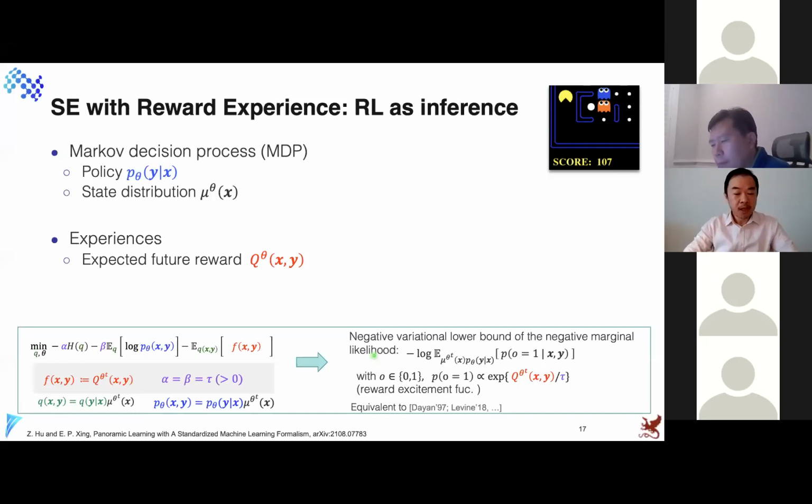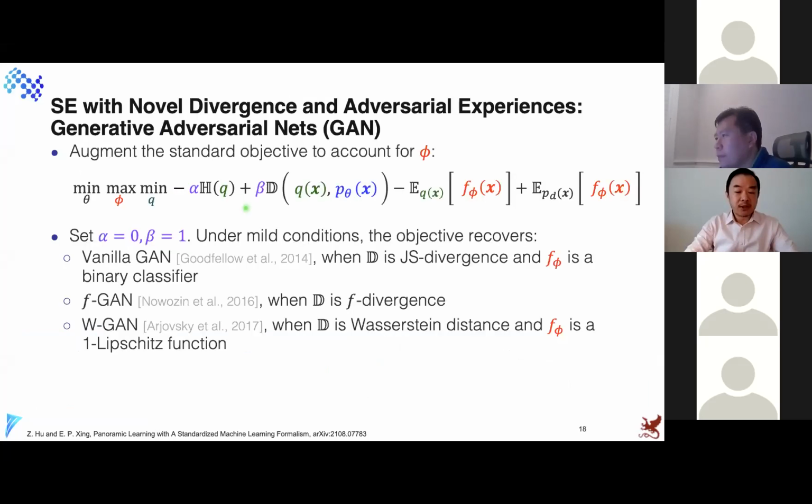So without going further, you can also try replacing not just the experience function, but also the divergence function with some other forms. And then you recover what is known as the generative adversarial learning paradigm. For example, you can replace the D function with a Jensen-Shannon divergence. Previously, we only used cross entropy. Here, you use a JS divergence, and you plug in the experience with a binary classifier. Then actually you can recover a vanilla GAN model.